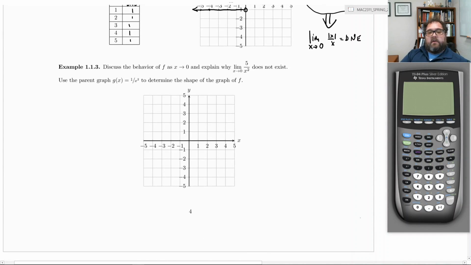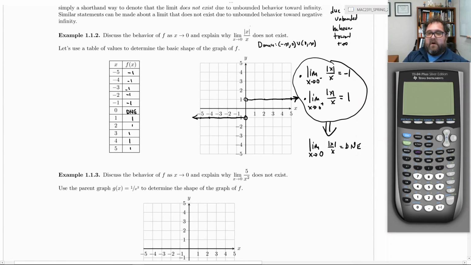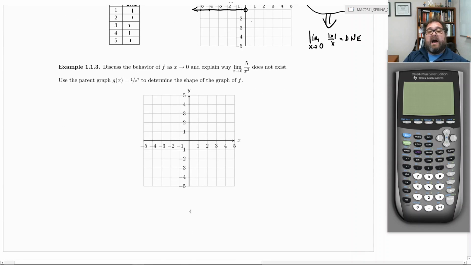All right, let's look at the behavior of f as x approaches 0 and explain why the limit of 5 over x squared as x approaches 0 does not exist. Here's where knowing your parent graphs really comes in handy. So I said up here, add this function to your list of parent graphs. Well, this one below it, you should know how to solve because of your knowledge of parent graphs. Specifically, the one I'm talking about is 1 over x squared.